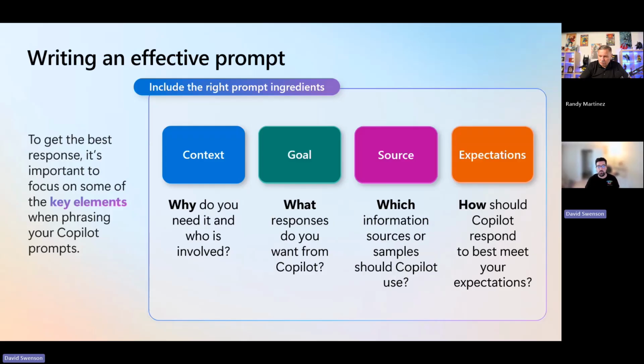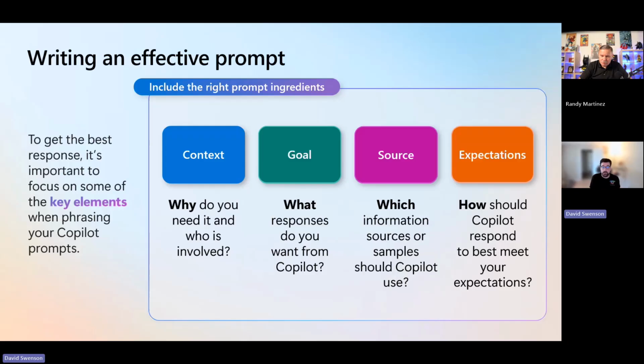When writing a prompt, you want to include context. Context is, why do you need it and who is involved? So imagine you're asking somebody, like an actual human worker, to generate a marketing report for you, right? You're not just going to say, hey, go give me a marketing report. Well, that's going to be pretty vague. You want to include context. Why do you need the report? Who's involved? What is the goal? What responses do you want?